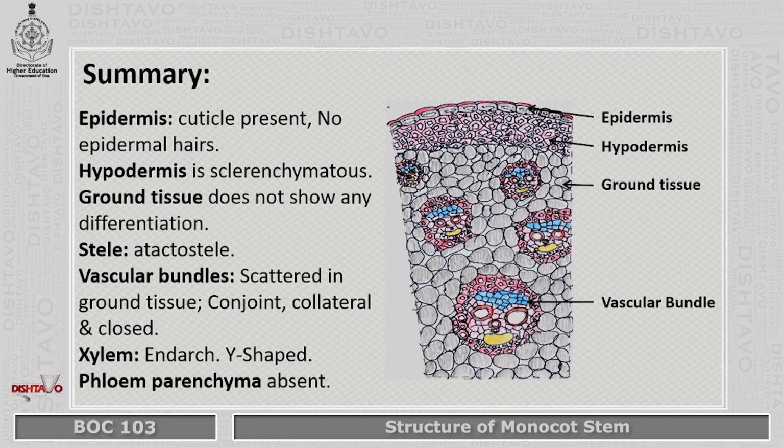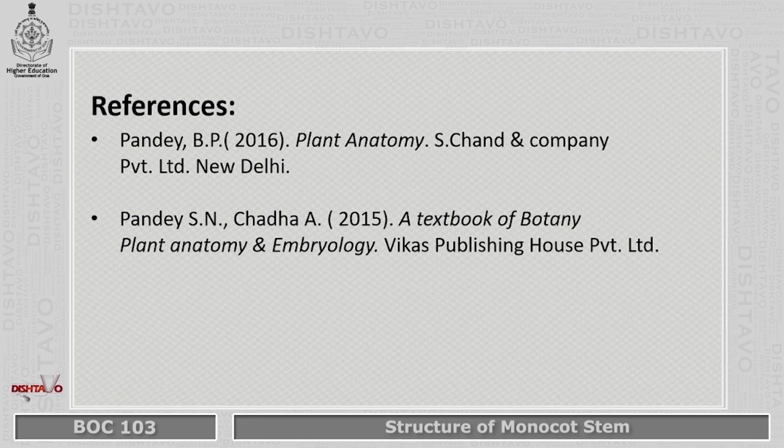To summarize, we see epidermis, in which cuticle is present but no epidermal hairs are present. Hypodermis is sclerenchymatous. Ground tissue does not show any differentiation. Stele is an atactostele. Vascular bundles are scattered in ground tissue. They are conjoined, collateral and closed. Xylem is endarch and Y-shaped. Phloem parenchyma is absent. These are the references.